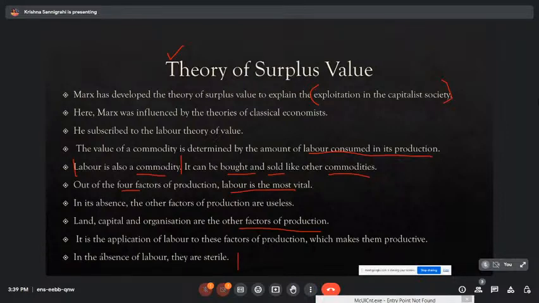So, the thing which makes everything productive is the labor, and the absence of labor makes any form of production sterile, or it doesn't allow them the capacity to create or to add value.